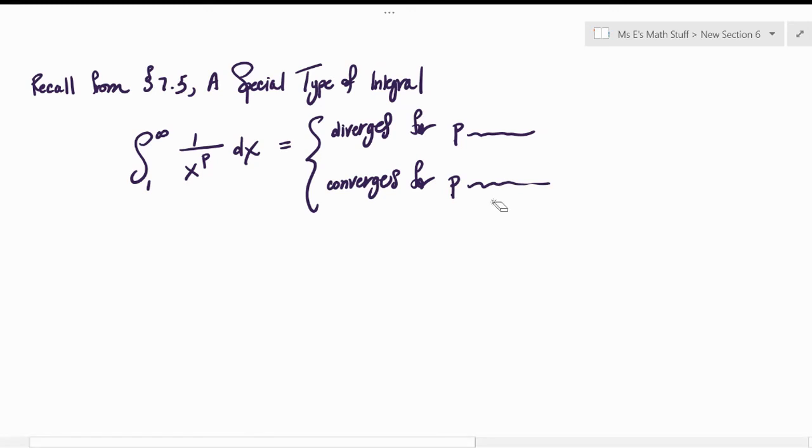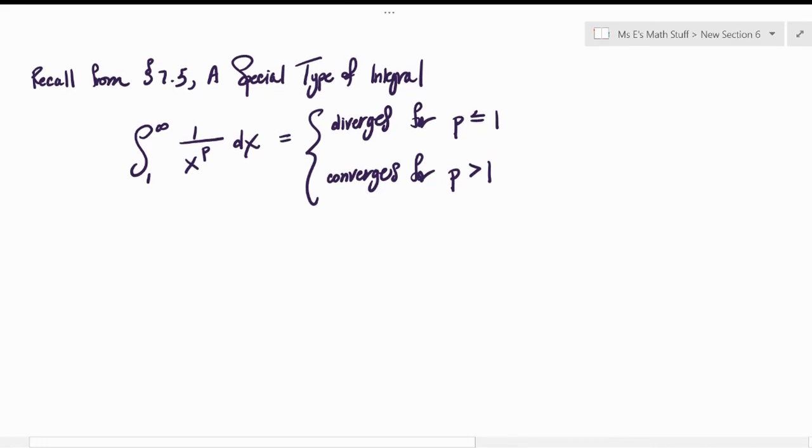And so let's think about that. I remember the threshold was 1. That was what made things converge or diverge. We'll find that this will diverge for p-values that are less than or equal to 1. Think about some examples: if p was 0, that's less than 1, then you'd have 1 over x to the 0, which would be 1 over 1. So you'd have a horizontal line, which of course would have an infinite amount of area. And it would converge for p-values that are anything greater than 1, even like 1.1 or something like that. So recall that.